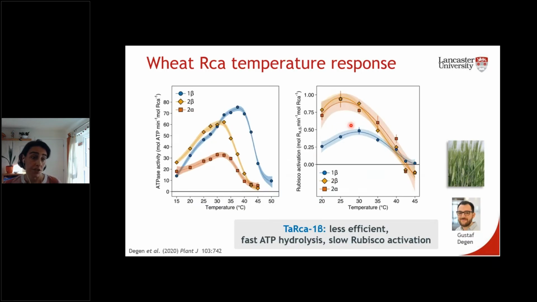Now, we were interested in the temperature response, and Gustav Degen was a PhD student in the lab who was interested in characterizing this temperature response of Rubisco activase isoforms. So what is done was to measure ATP hydrolysis activity as well as Rubisco activation activity. So I mentioned before that Rubisco activase uses the energy from ATP hydrolysis to activate Rubisco. So it's actually doing two activities. It's hydrolyzing ATP and then using that energy to activate Rubisco.